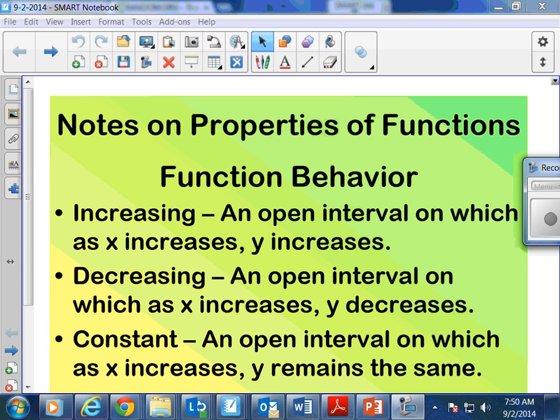And then I also want you to write down this definition, decreasing. Decreasing is an open interval on which, when x increases, y decreases. Again, we're going to go through how this looks in a graph. And lastly, let's talk about a constant. A constant is an open interval on which, as x increases, y remains the same.